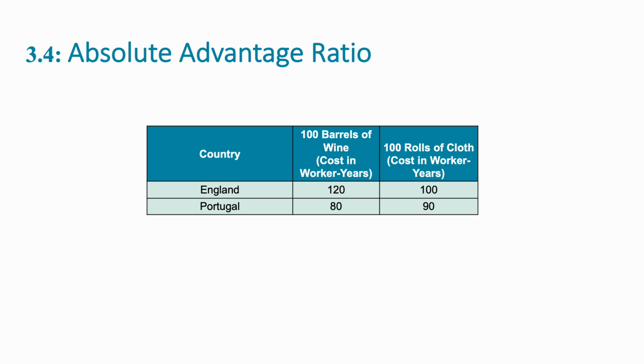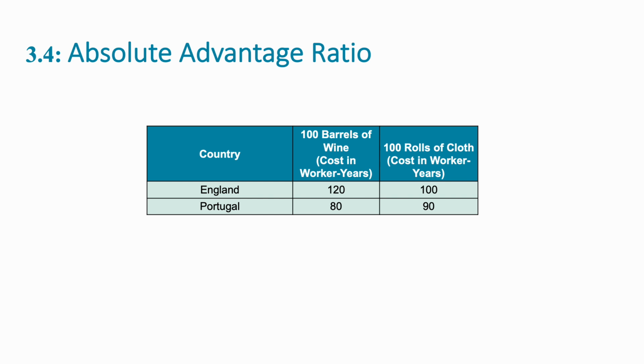So let's look at how this works. If you look at England, it costs them 120 worker years to make 100 barrels of wine and 100 worker years to make 100 rolls of cloth. So if you look at them, they don't have the advantage in either. Actually, Portugal has the advantage in both. Because for Portugal, it costs them 80 worker years to make the wine and 90 worker years to make the cloth. Now, technically speaking, it is the comparative advantage for Portugal to do both. But if they were to put all their focus on that, it would still be pretty costly.